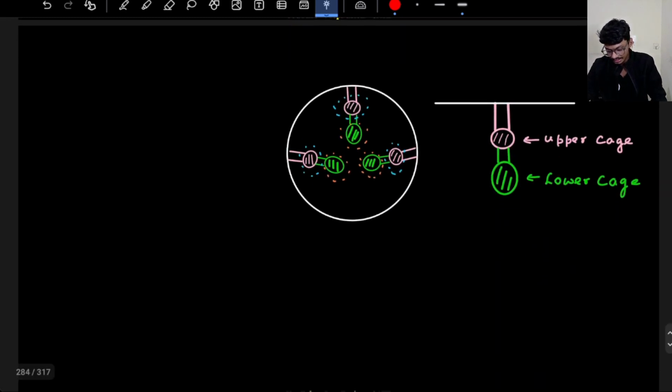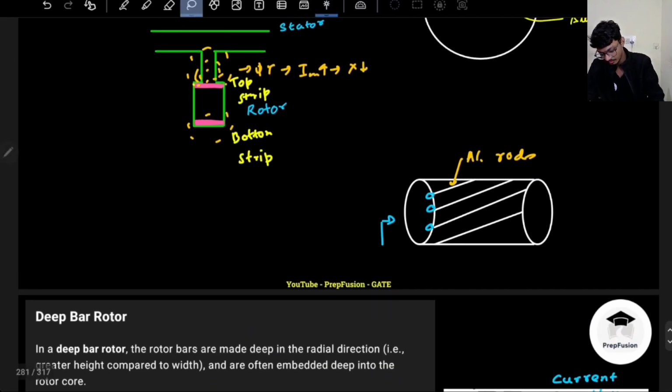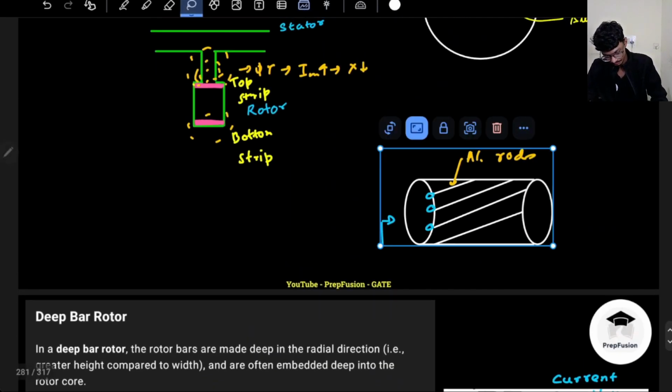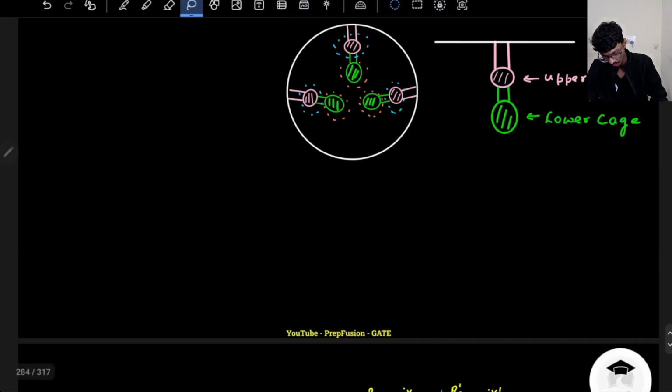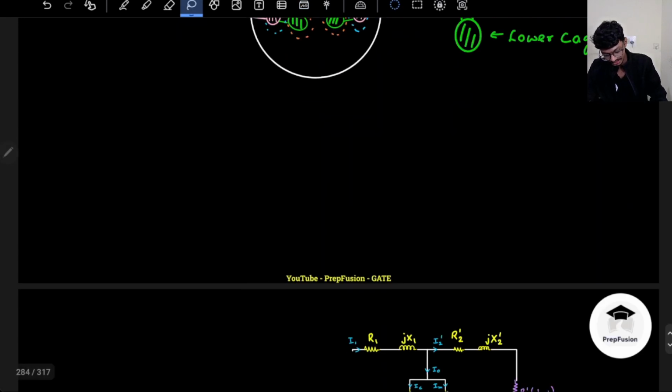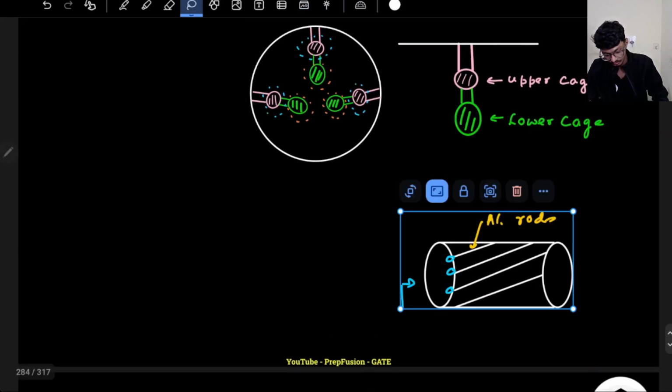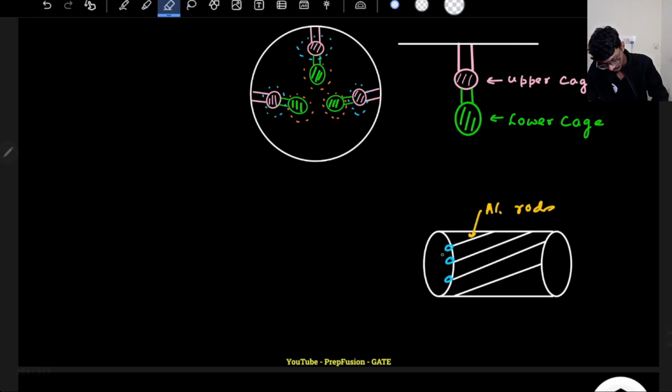Now what about the double cage? In the double cage, something similar happens. Double cage means instead of having a single cage, now I will have two cages. One will be called the upper cage, the other one will be called the lower cage. So now I will have two cages. If I have two cages, what will happen?